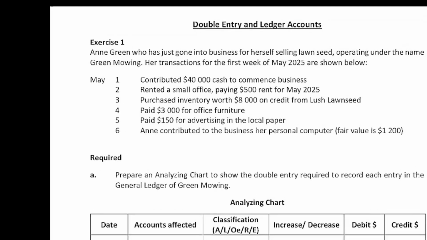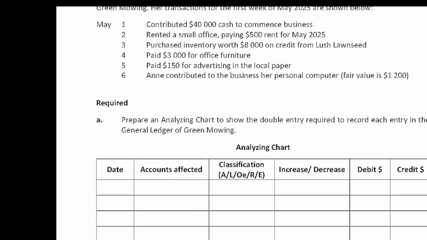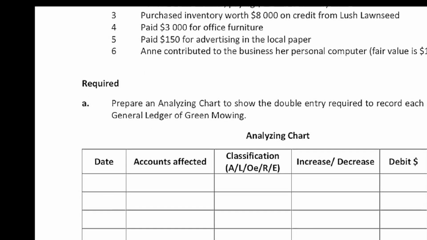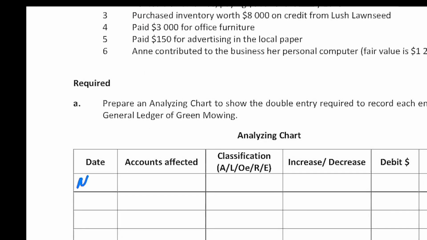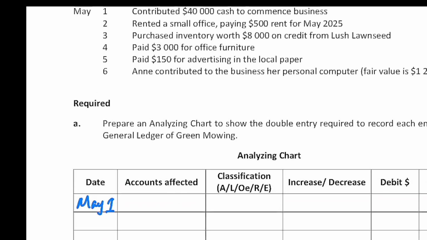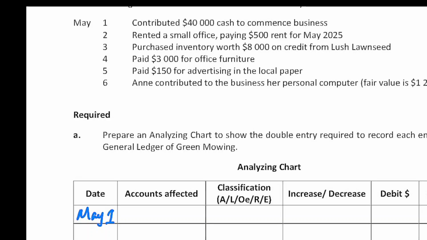Contributed 40,000 cash to commence business. So, what is the date? We'll do it together, guys. What is the date? May 1st, right? Accounts affected. Okay, contributed cash. Then, what are the items affected? Yes, Tanush? What do you think? Bank, very good. Let's say bank.